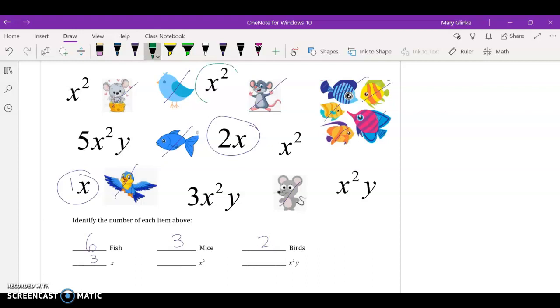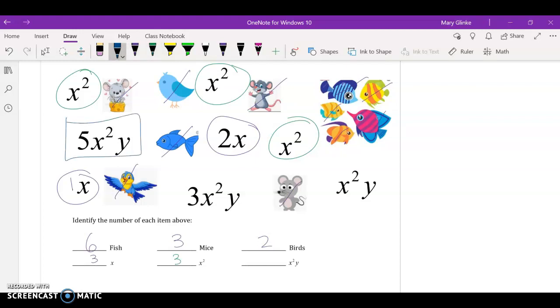How about our x squareds? So I'm going to circle all of the x squareds. I cannot circle the x squared y because that is different. Okay, so the y makes it a different term. We have x squared, and x squared. So overall, there are 3 of those.